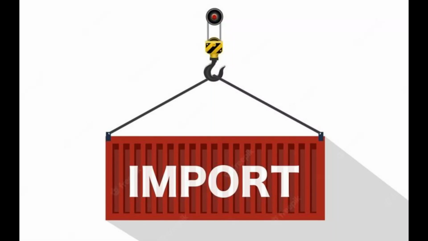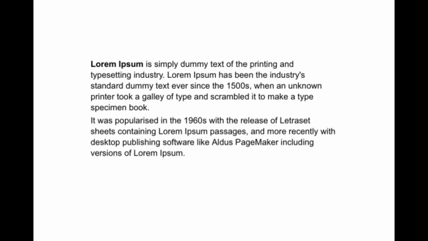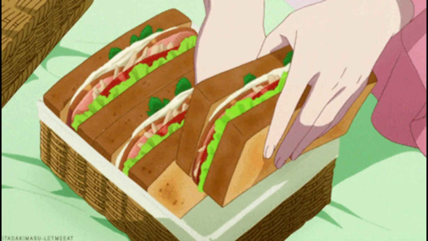Think of tags as containers. For example, a p tag is used to hold a paragraph of text. Just like a lunchbox holds your food, tags hold your content.